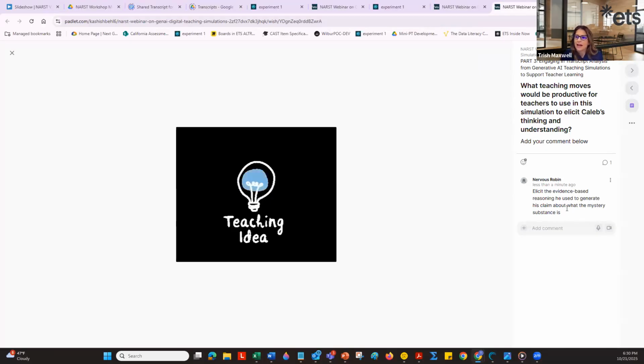So one of the individuals said, elicit the evidence-based reasoning he used to generate his claim about what the mystery substance is. Yes, yes. Be looking to see if the teacher does that in some form or fashion. It could look very different in how they word the question, but the idea is: does the teacher elicit how Caleb identified the mystery substance, what Caleb's process was? Anybody else want to add some additional potential productive teaching moves they would be looking for from a teacher to use in this interactive simulation?